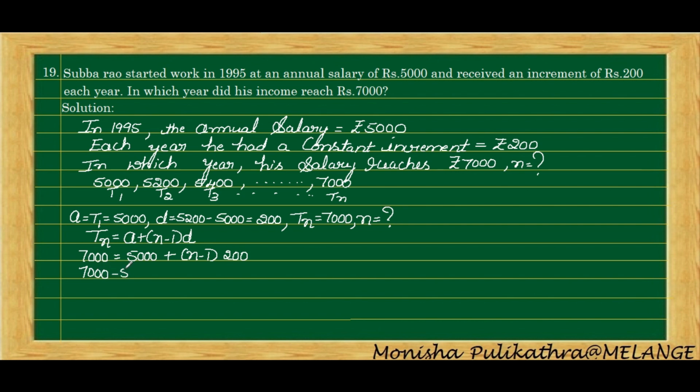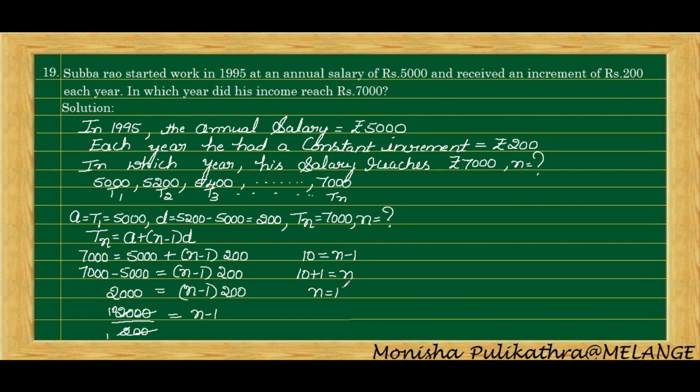Okay, first I will shift this 5,000 to the left hand side. So 7,000 minus 5,000 is equal to n minus 1 into 200. So it will be 2,000 is equal to n minus 1 into 200. Next, we will divide 2,000 by 200. Here 2 zeros cancel each other. The remaining is 20 divided by 2, so 10 is equal to n minus 1. Next we need to shift minus 1 to the left hand side, so it will become plus 1. So n is equal to 11.